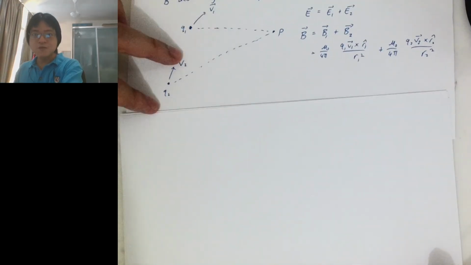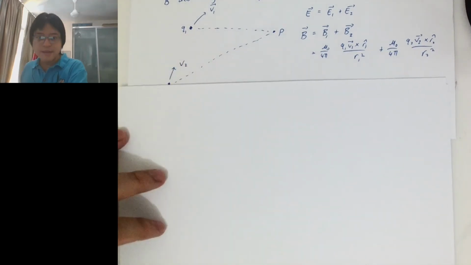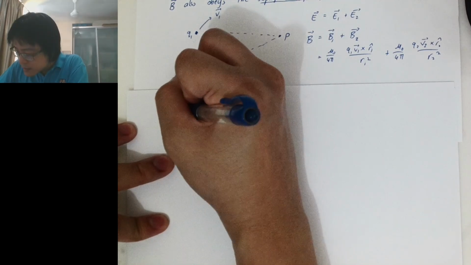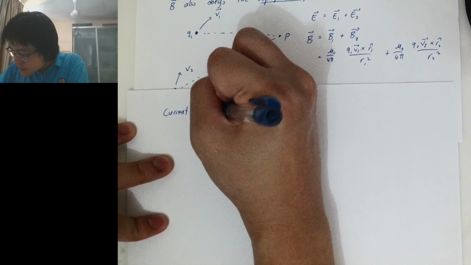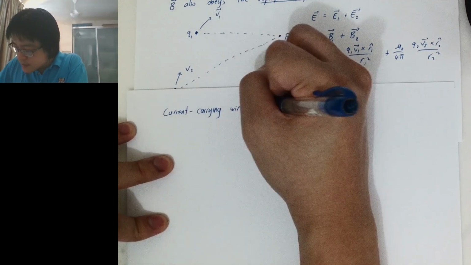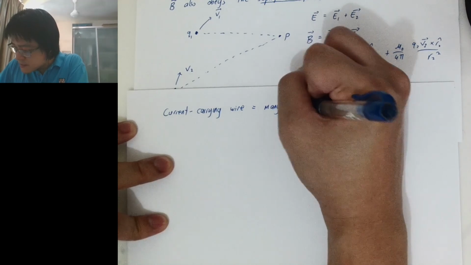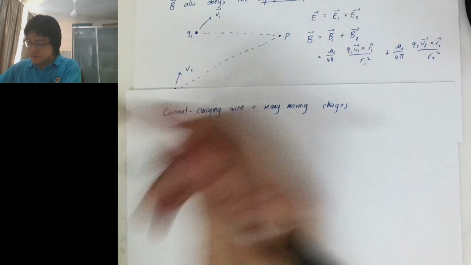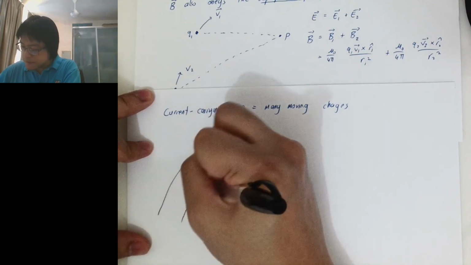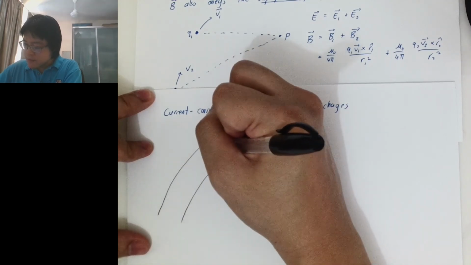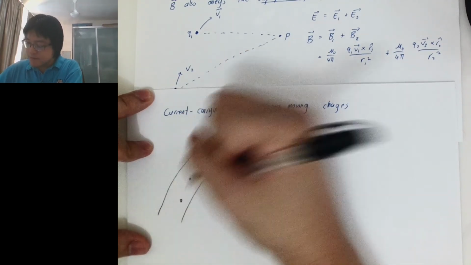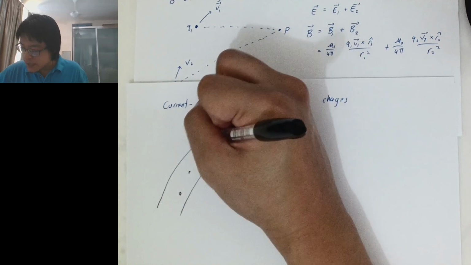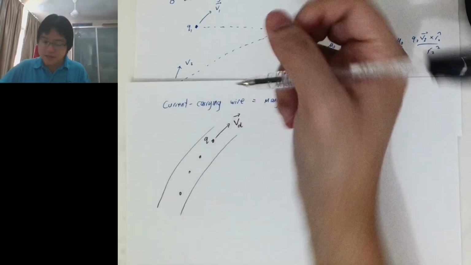Now for two charges, the field is this. Then we just look at many charges. So this will become a wire. A current carrying wire basically consists of many moving charges. If I have a wire, we have derived the motion of charges inside a wire in chapter 4 already, right? For example, if my charge carrier is q, then it is moving with some drift velocity v_d, right?